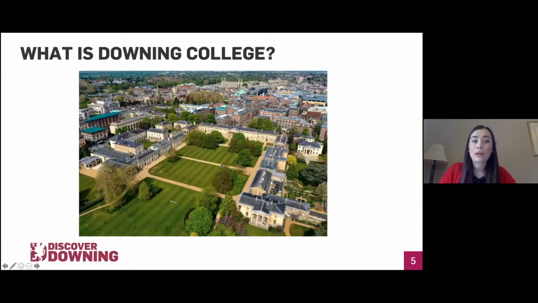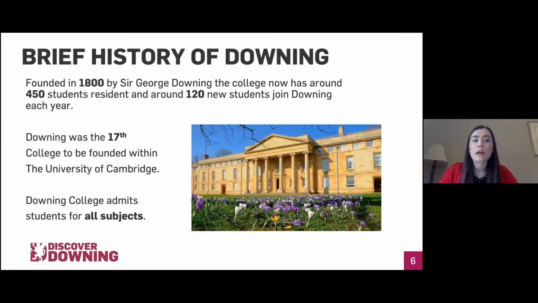So a little bit about Downing then. We're hosting today's webinar and you can see a picture of our site here in the centre of Cambridge. We're one of 31 Cambridge colleges that make up the University of Cambridge. We were founded in 1800 by Sir George Downing, and we have around 450 undergraduate students, and we take around 120 new students each year. And we take students for all subjects taught at the University of Cambridge, but importantly for today's webinar, that includes students who are studying History of Art.